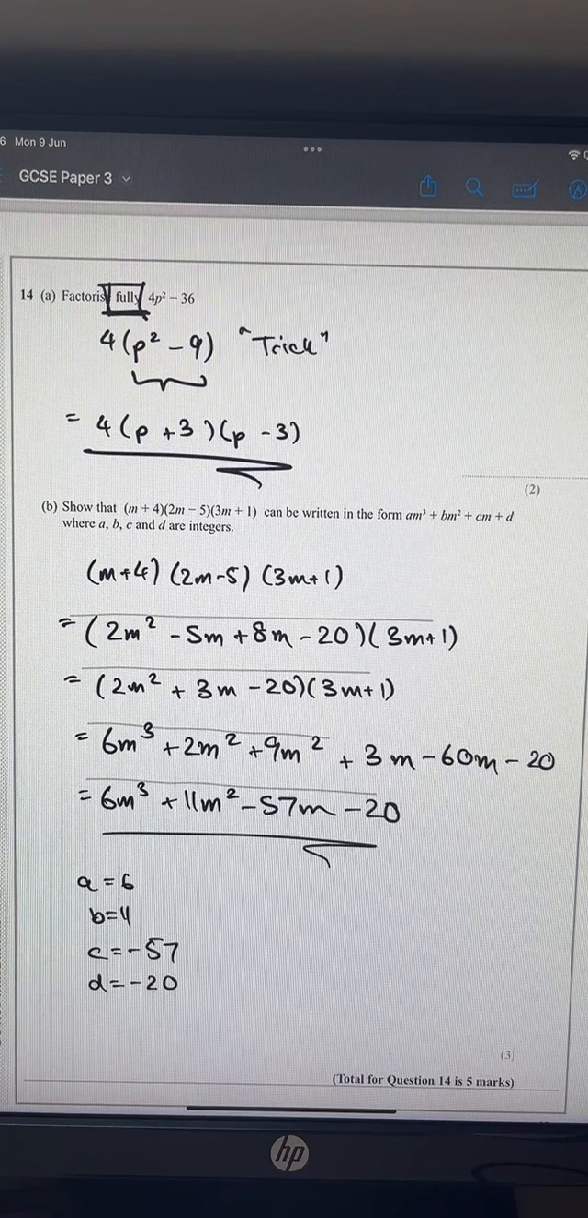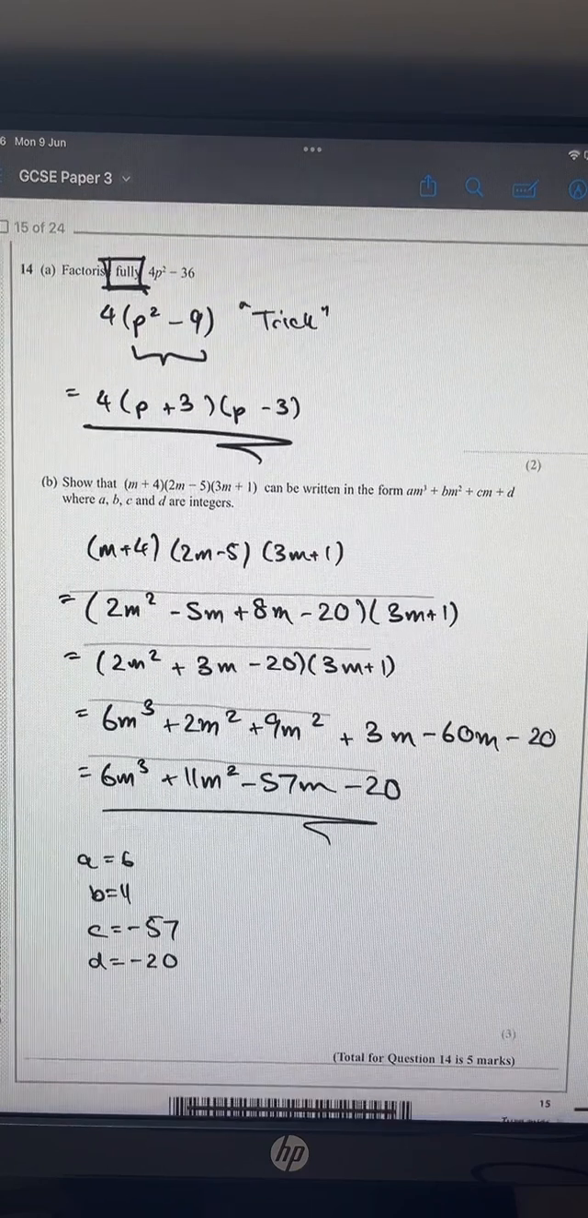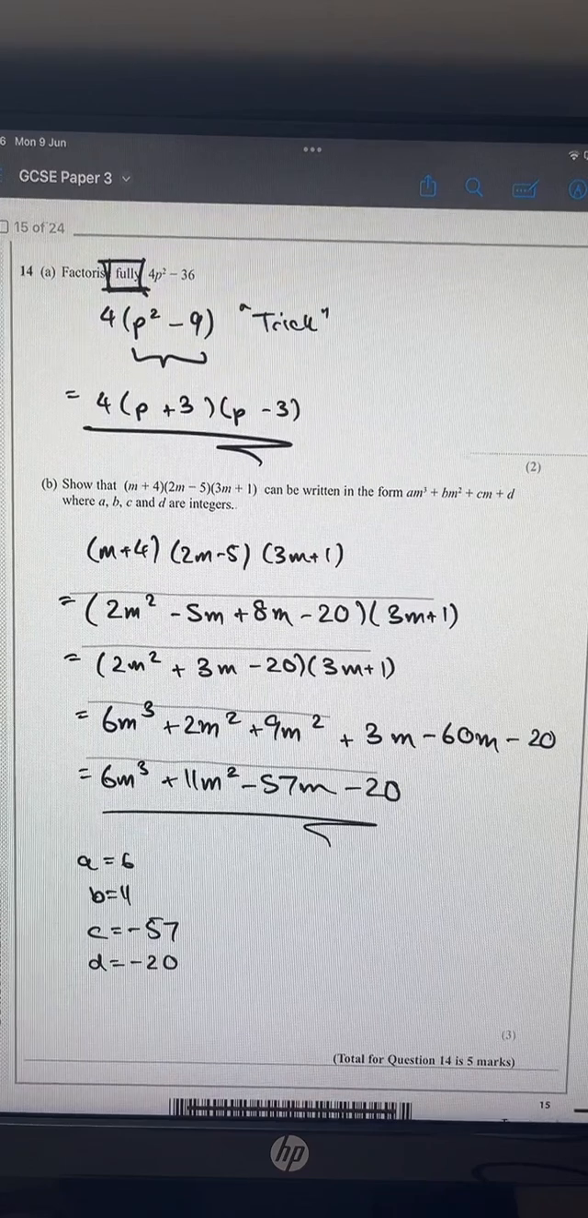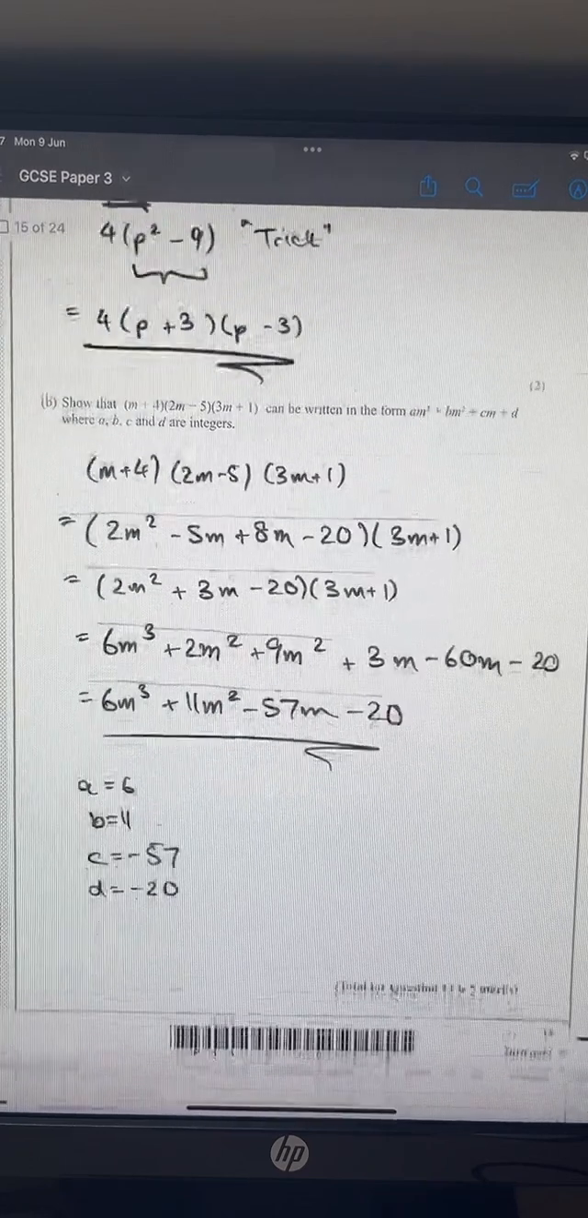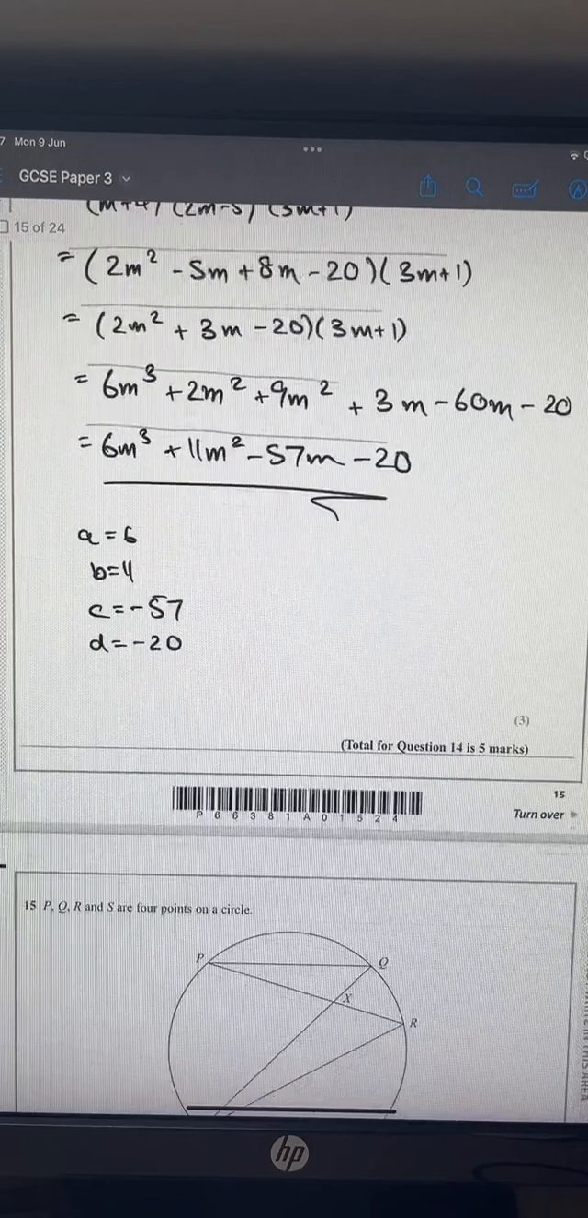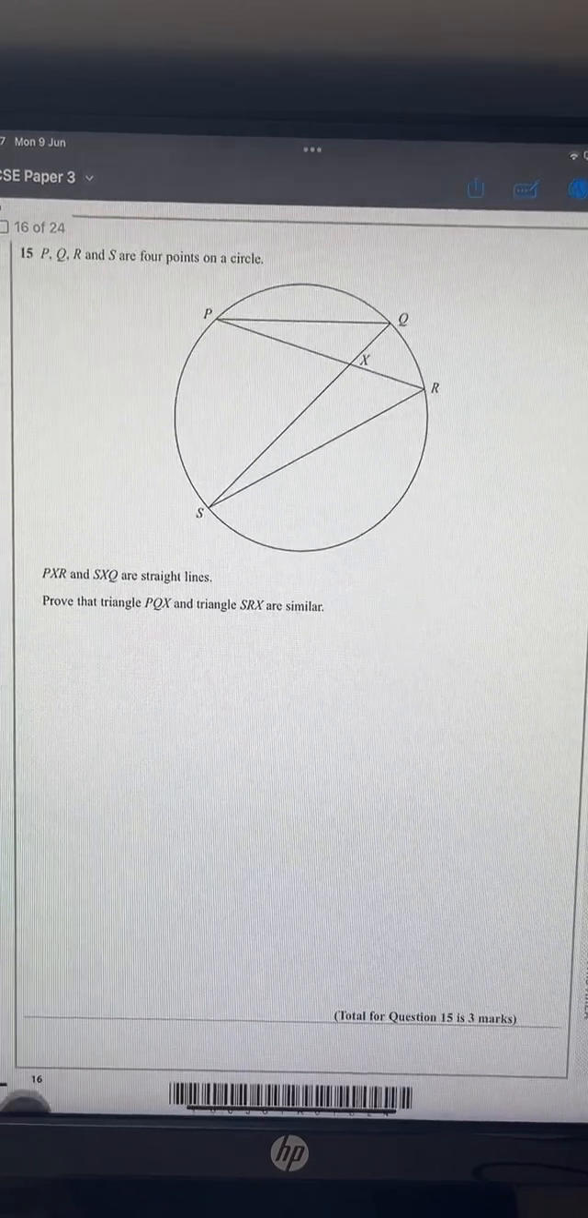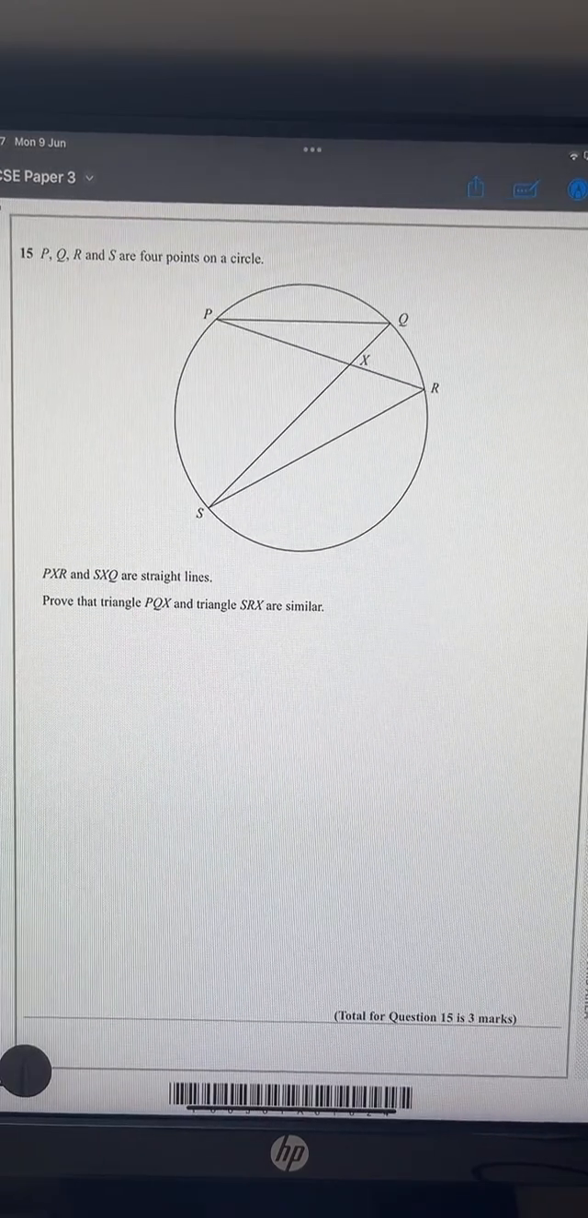All right, I'm going to move on now. If there are no questions on this, triple brackets, honestly, the triple brackets is a blessing. So I'm praying you guys get that in your exam, get those marks. Come on, guys. Okay, and that is followed with a circles question.